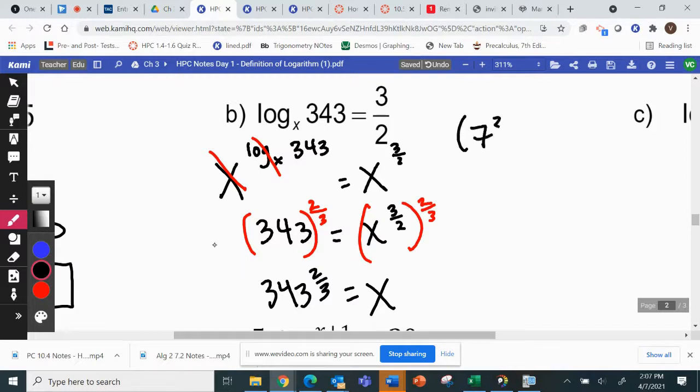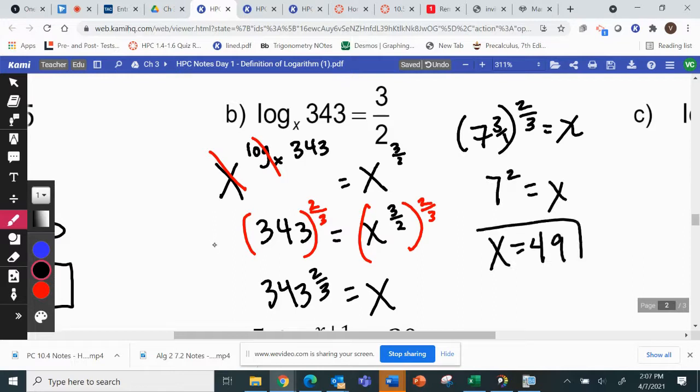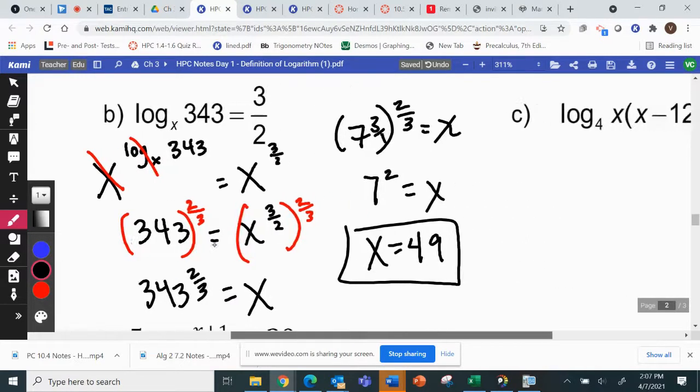343 is 7 to the 3rd. And if I have 7 to the 3rd and then take that to the 2/3 power, I get 7 squared. So x is 49. And that's without a calculator. That's me knowing what 343 is and then playing around with my exponents. Question. So we simplify when there's an exponent as a fraction? Yes. If it's possible. This one is possible.